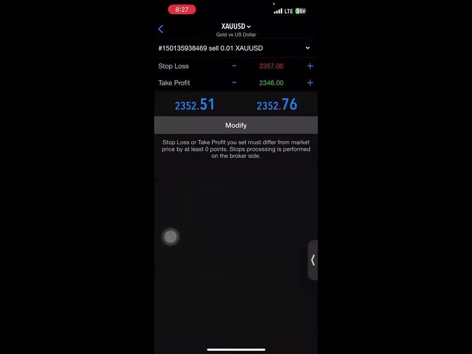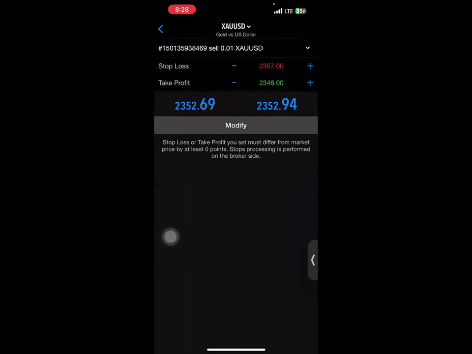So maybe your stop loss is too far or your stop loss is too near. You want to modify it. That means you want to change the stop loss. That means you just need to click on modify position. All right. So let's say, for example, the stop loss here right now is 23.57, and you want to change the stop loss to maybe like, let's say 23.60, right?